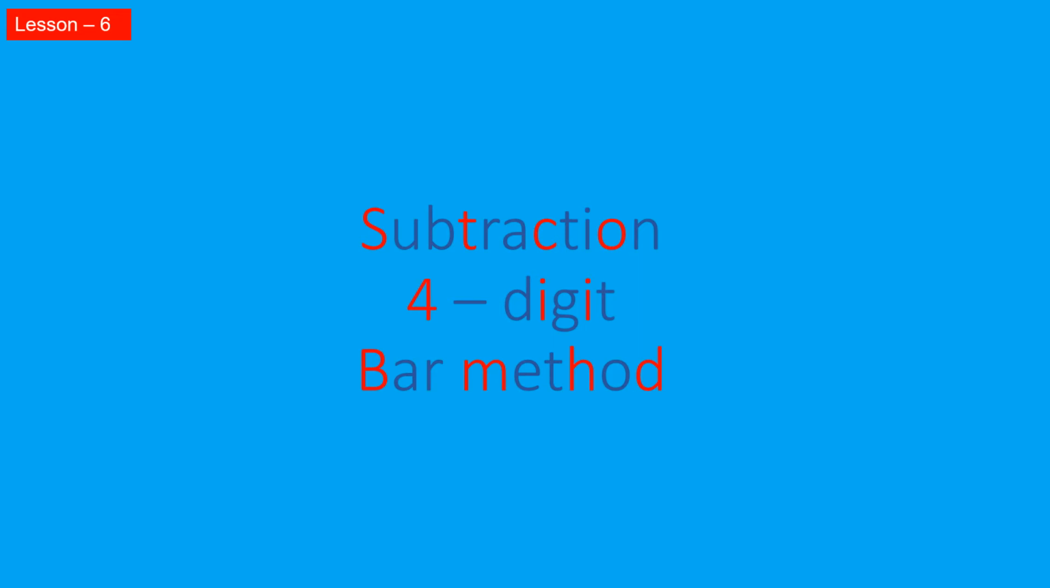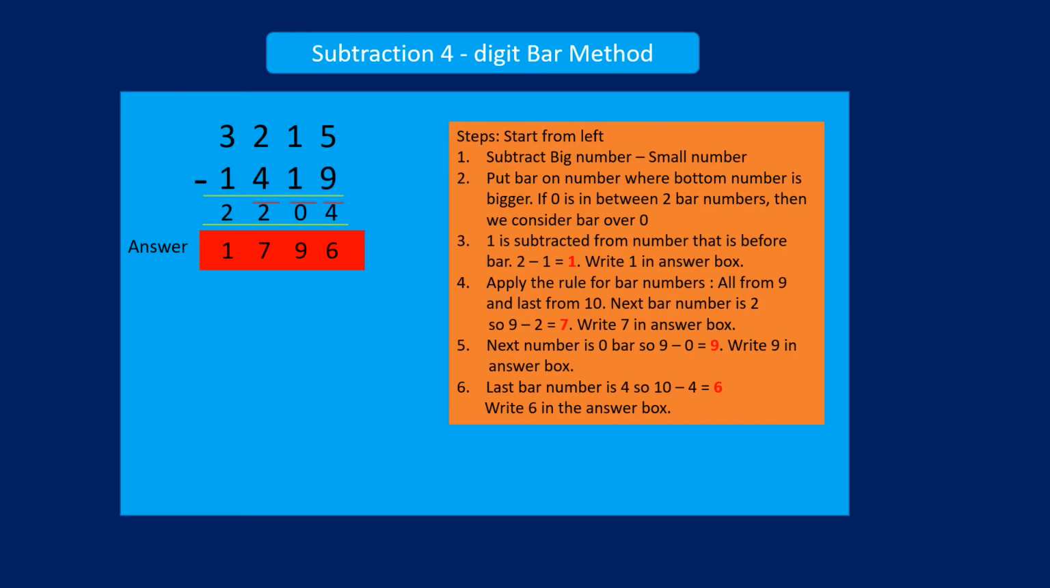Let's learn subtraction of 4-digit number using bar method. Same method is applied. Start from left. Big number minus small number. 3 minus 1, 2. 4 minus 2, 2. 1 minus 1, 0. 9 minus 5, 4.